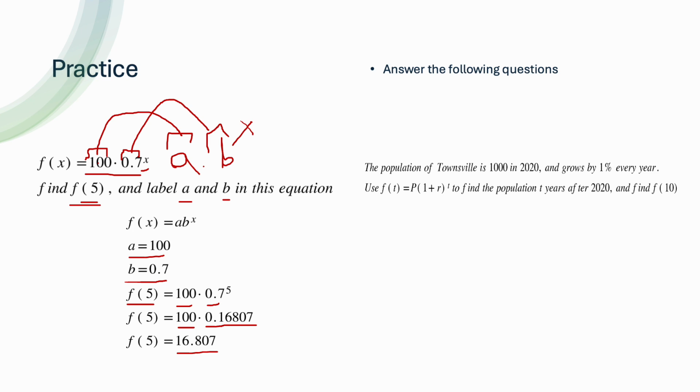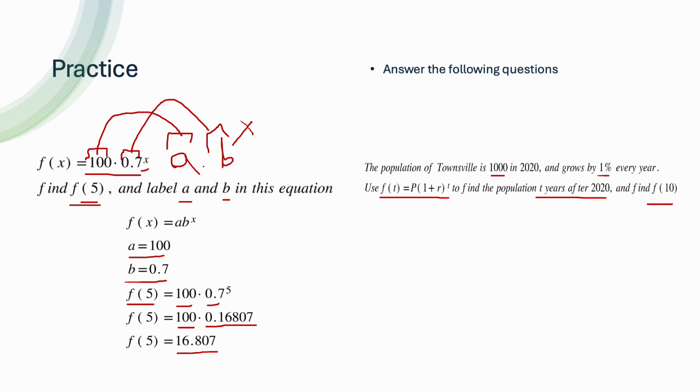The population of Townsville is 1,000 people in 2020 and grows by 1% each year. Use the formula f of t equals p times (1 plus r) to the t, because again, that's our word problem equation, to find the population t years after 2020 and find f of 10. So this is asking us to do two things. It's asking us to make an equation with the information that we have, and it's asking us to find a value of that function.